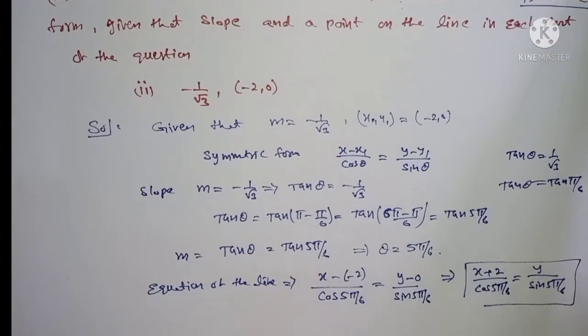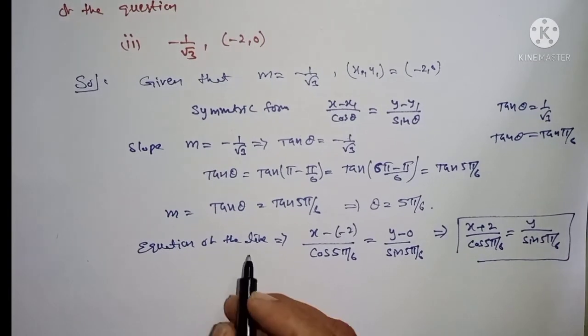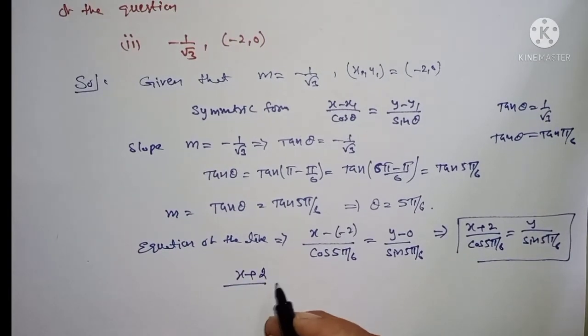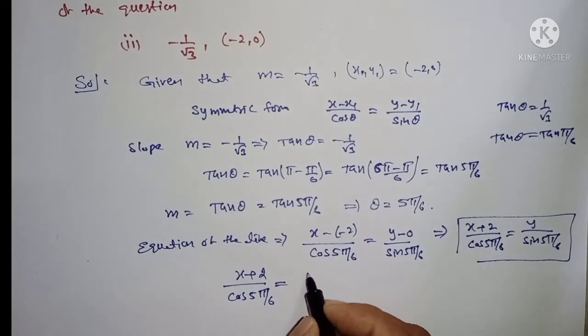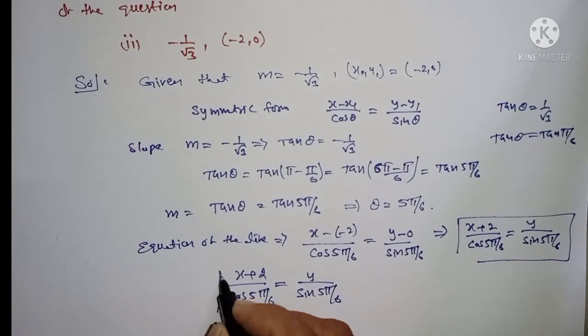I can write here another: x plus 2 by cos 5 pi by 6 is equal to y by sine 5 pi by 6. This is our required symmetric equation.